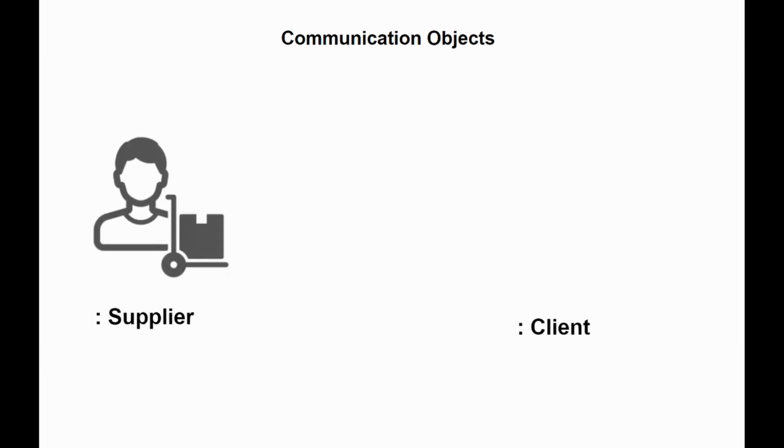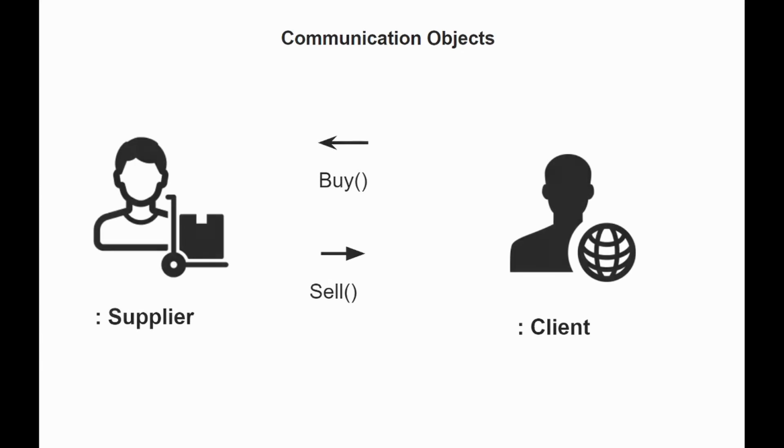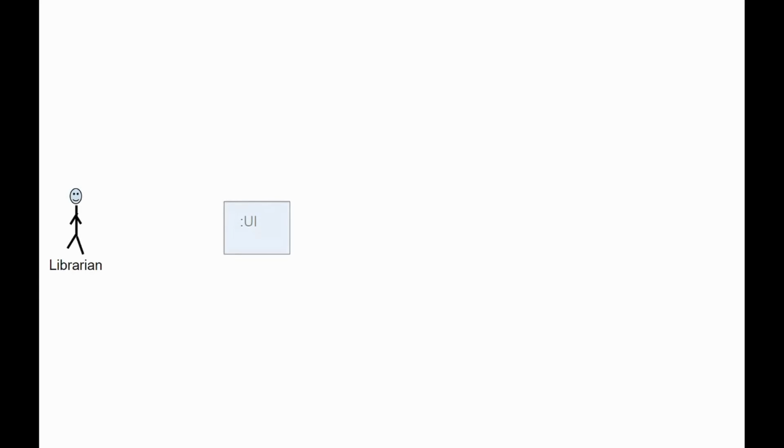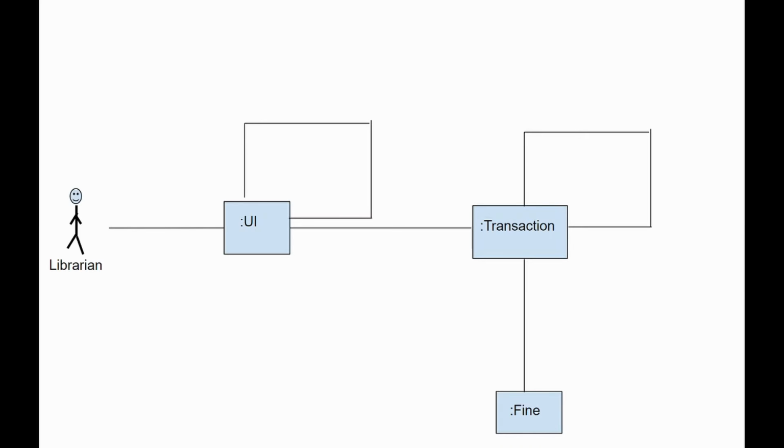Objects involved in communication are of two types, supplier and client. Supplier objects are objects that supply the method that is being called and therefore receive the message. Client objects call methods on supplier objects and therefore send messages. Connectors drawn between objects in a communication diagram are links that allow us to establish relationships between objects and show the ability of objects to send messages to each other. If an object sends a message to itself, then such a link is represented as a loop icon. The loop can be seen on both the UI object and the transaction object.